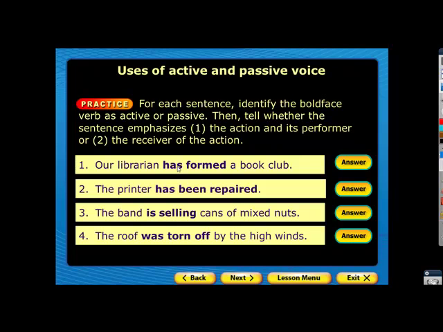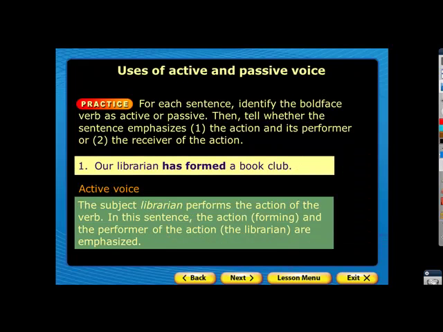Our librarian has formed a book club. Come on, we need to do what? Yes, whether it's active or passive. And what does it emphasize? But then we're not just doing this, we're going to shift. Okay? Now, let's focus on the answer. Our librarian has formed a book club. So here we focus on the active voice, the doer of the action, our librarian.